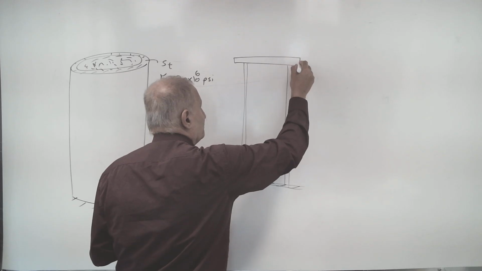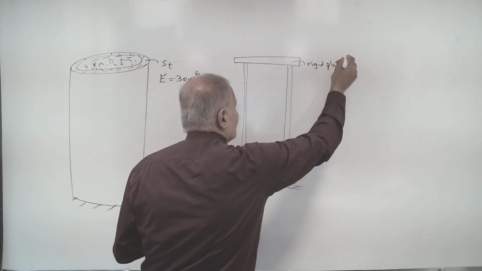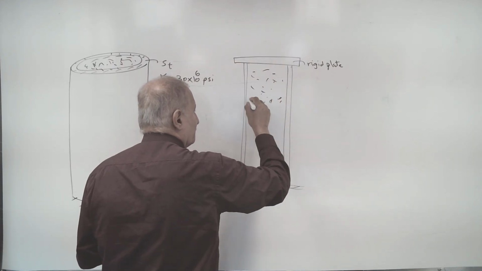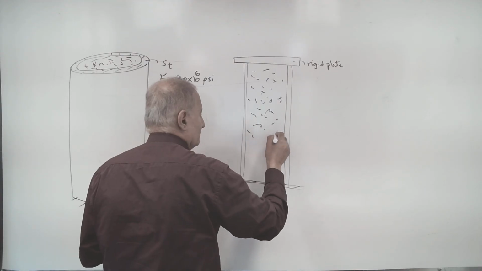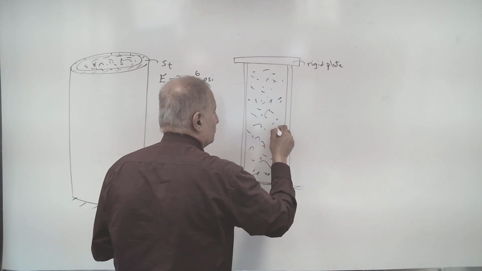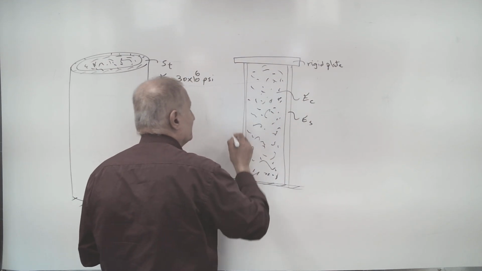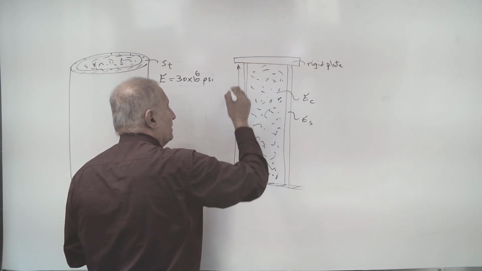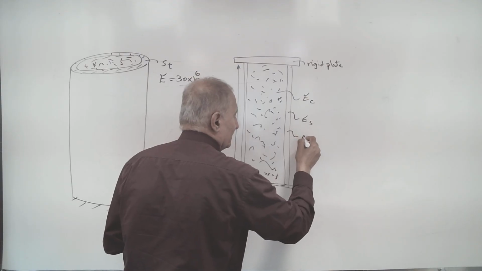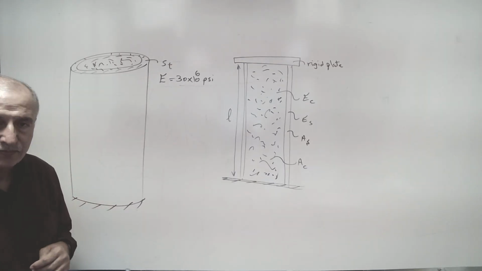concrete, and this is a rigid plate. And here we have concrete, with modulus of elasticity E_C, and here E_S. The length for both is L. Cross sections here is A steel, and here is A concrete, in order.